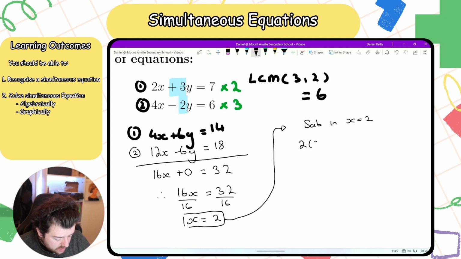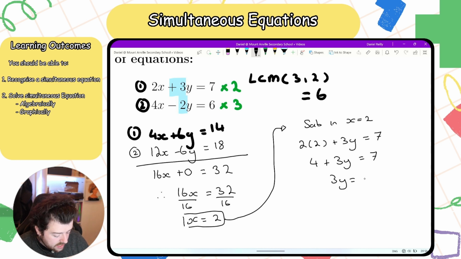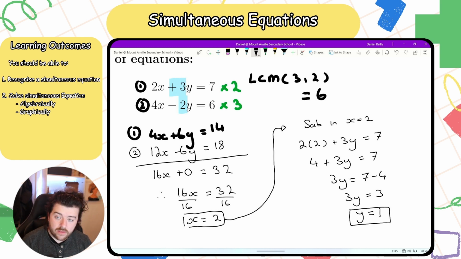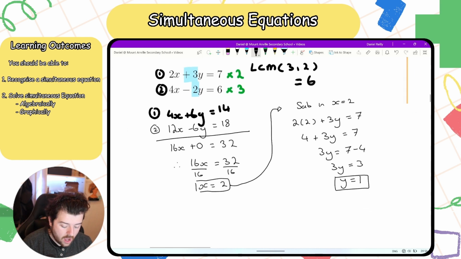So I have 2 times 2 plus 3y is equal to 7. 4 plus 3y is equal to 7. Bring the 4 over and subtract this. So that's 3y is equal to 7 minus 4. 3y is equal to 3. When I divide both sides by 3, I get y is equal to 1. So there you go, there's my solution: x equals 2, y equals 1.